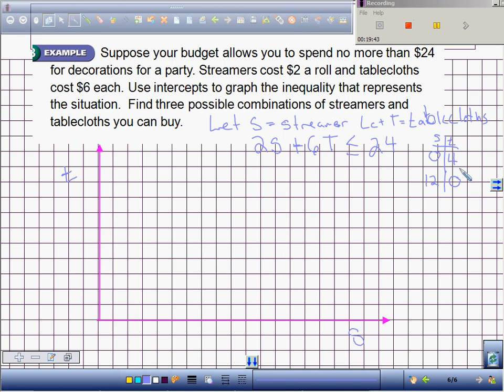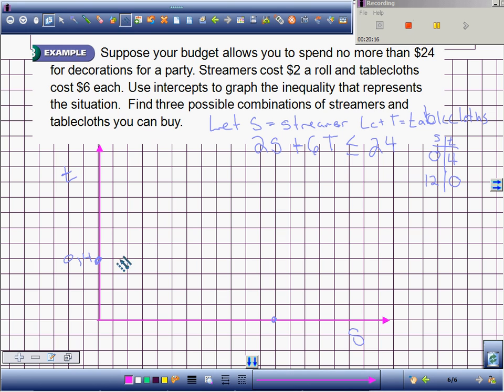When S is 0, T is 4, and it so happens that my graph is set up nicely for that, so we're just using a 1-to-1 scale here. There's a point at 0, 4. And when S is 12, T is 0. So I'm going to come over here. 1, 2, we can count by ones. 3, 4, 5, 6, 7, 8, 9, 10, 11, 12. Okay? And I'm going to graph that line in.